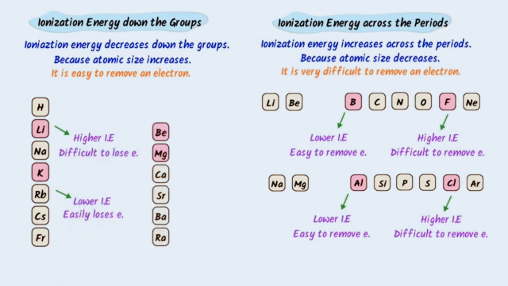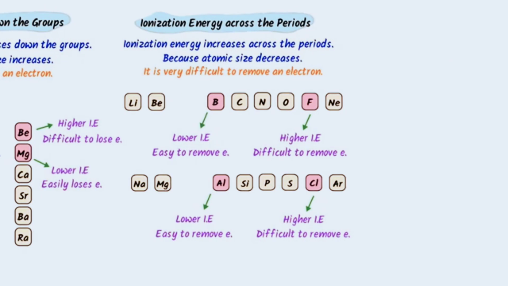On the other hand, barium has a much lower ionization energy than magnesium. Therefore, we say that ionization energy increases from left to right across the period, but it decreases down the group. Now we will learn periodic trends of electron affinity.